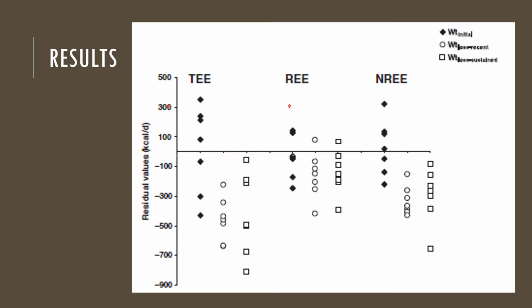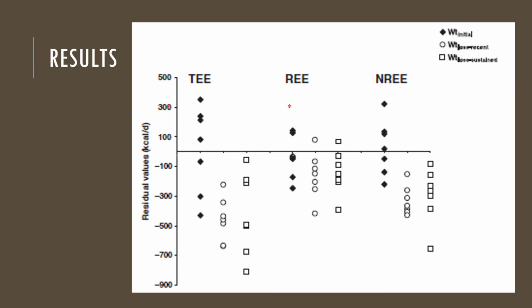So here's their results. Total energy expenditure, each point is a participant, okay? This is the weight loss initial, so these are the people that haven't lost any weight yet. They're at their maximum lifetime weight. These are the people who had recently lost weight. These are the people who had sustained their weight loss.